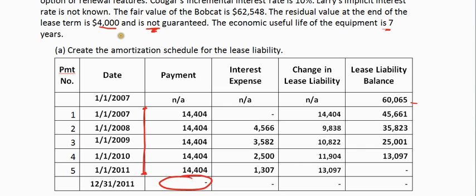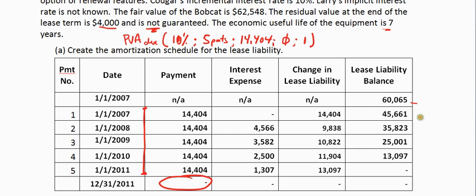So it's the present value of an annuity due, 10%, and 5 payments. So if you're using Excel, you have 5 payments. The payment is 14,404. The FV is 0, and if you use Excel, you'd set the type to 1 for annuity due. Okay, when you do that calculation, it's roughly 60,065.